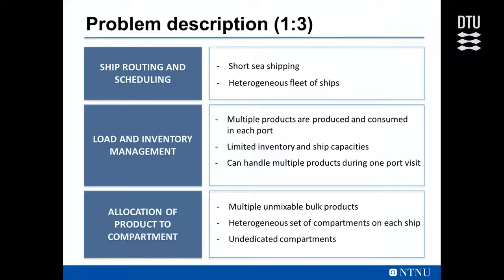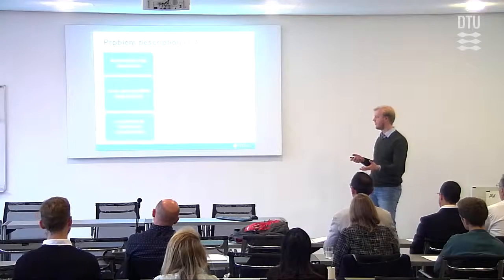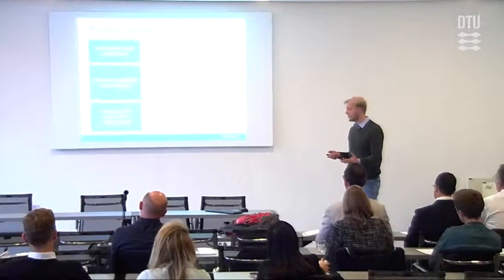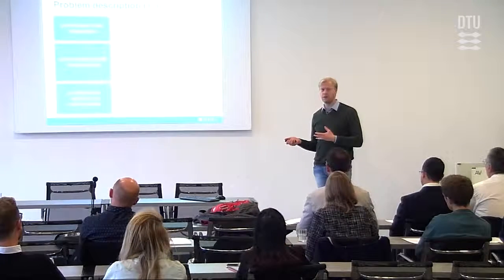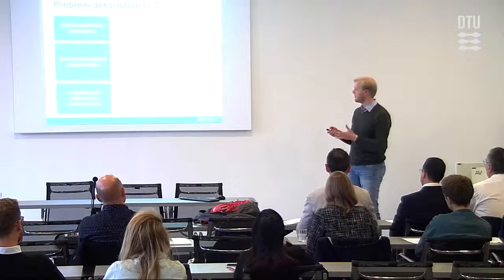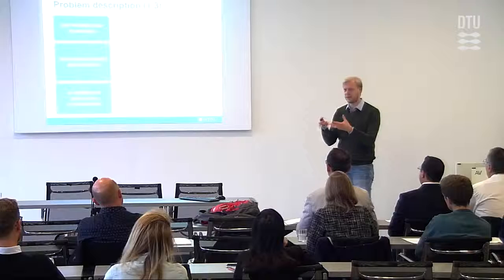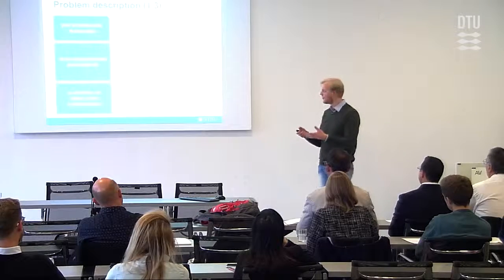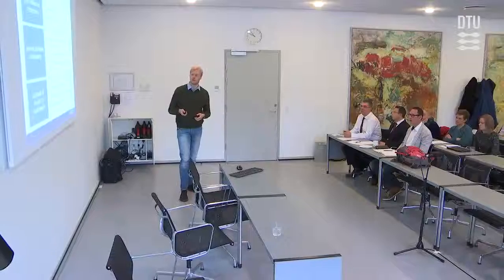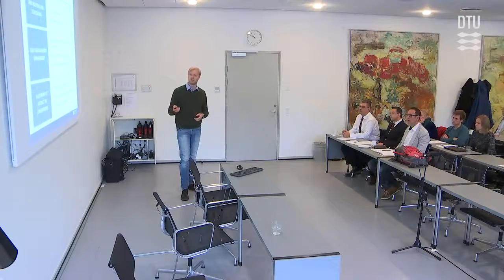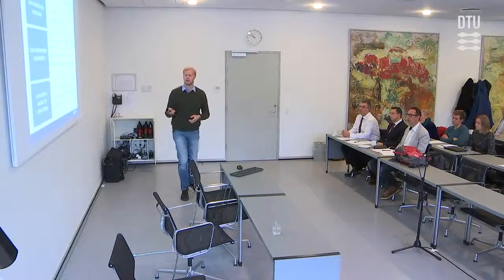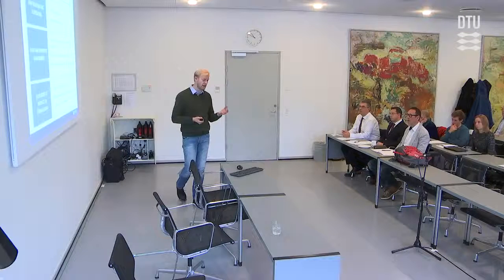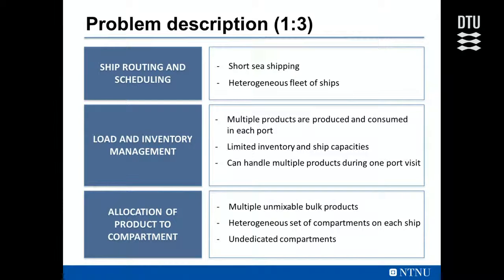We have not done so much about them. They can have different classes where you can put some chemicals in one, but you cannot do it in another. We have made it a bit simpler, so we just say that basically the compartment has a capacity and it can store that much of any product. And we use something called undedicated compartments. So a compartment can have product A on the first leg, then we unload this product, we load product B in the same compartment to the next port, and so on.